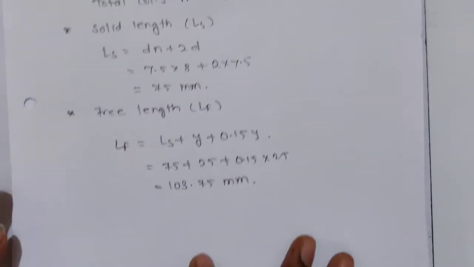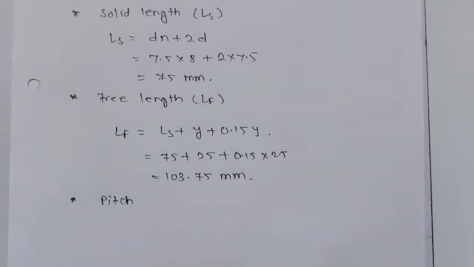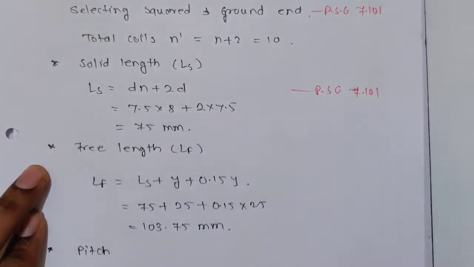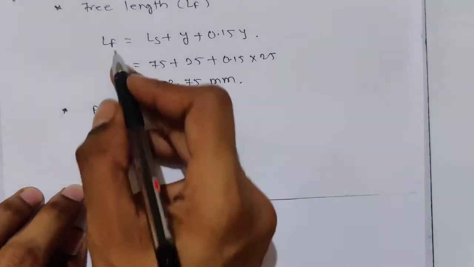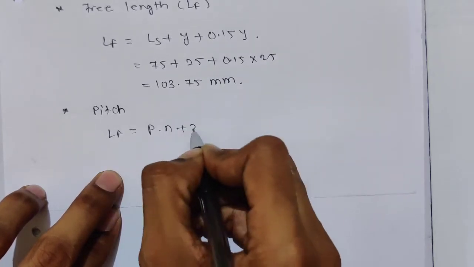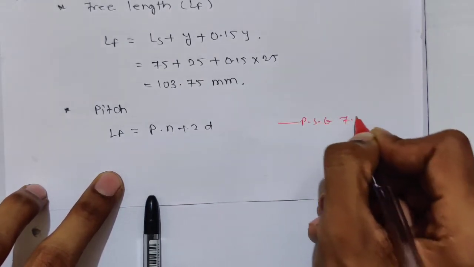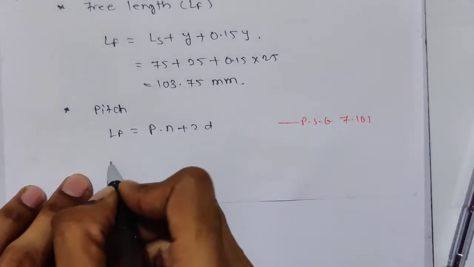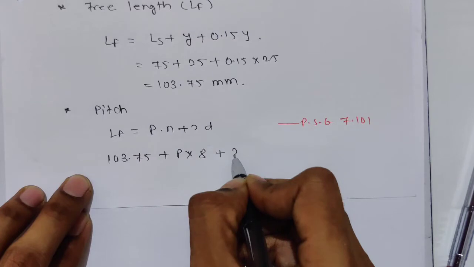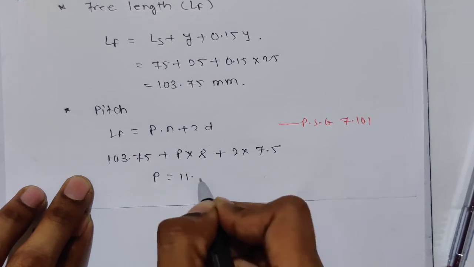Now we will go for pitch. Just mention the PSG page number over here, PSG 7.101. The pitch formula, we know the LF value, the LF formula is given in PSG, that is Pn plus 2D, again PSG 7.101. So LF is 103.75 equals pitch times number of turns 8, plus 2 into diameter 7.5. From here you will get pitch as 11.09 mm.